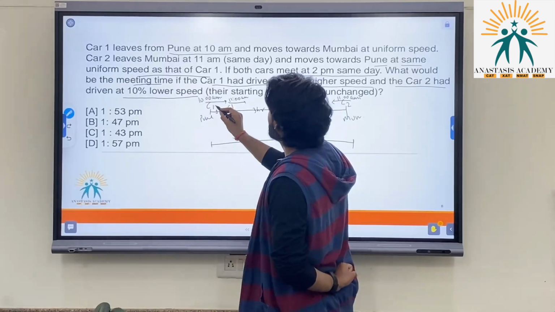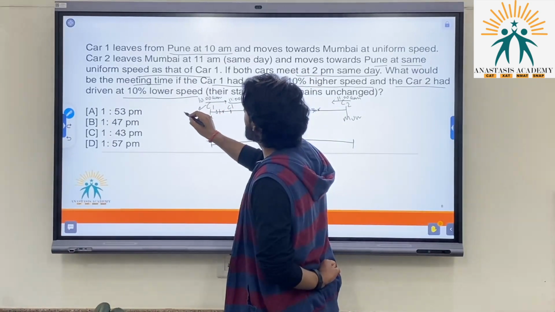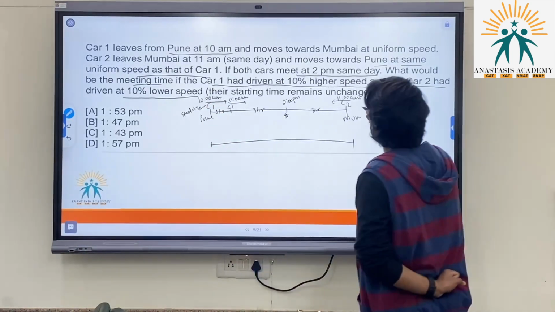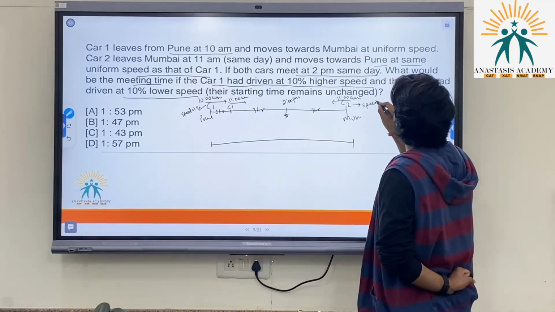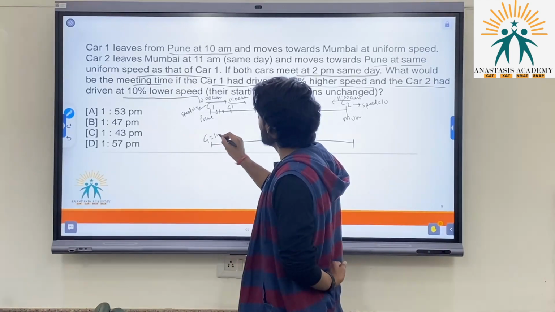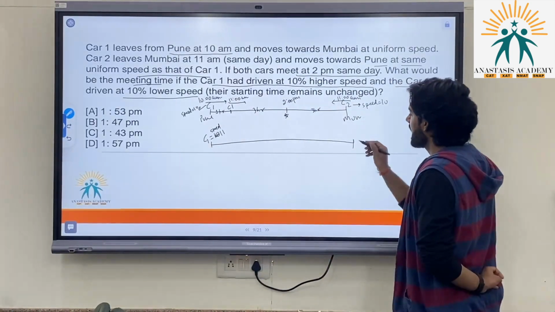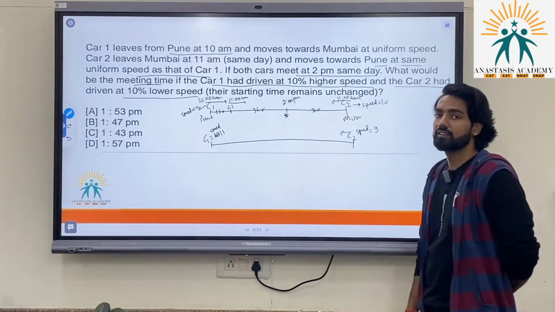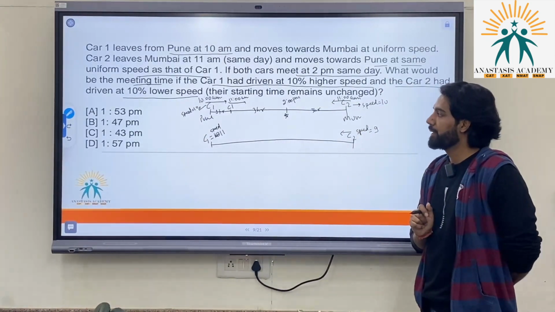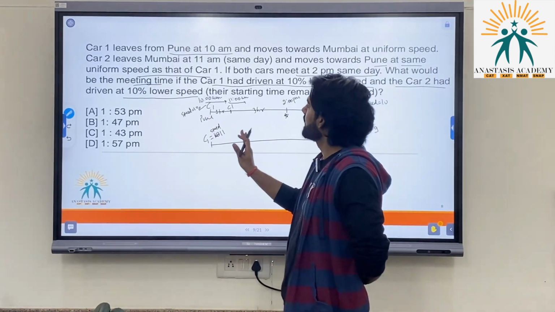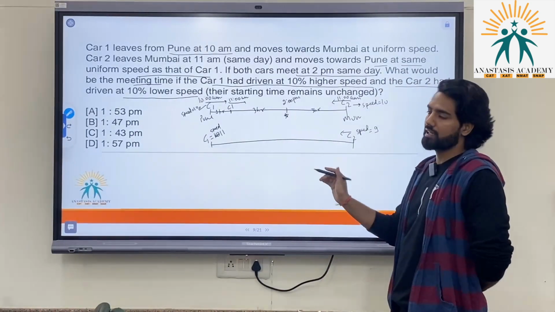So I am assuming speed in first case to be 10 units. Car 2 was also driven at speed of 10 units. Now in second case, car 1 will travel with speed 11 because it has increased by 10%, and car 2 will travel in this direction with a speed of how much? 9 units because it has decreased by 10. Now let's just see how much time will it take for the meeting of these two cars in second case.